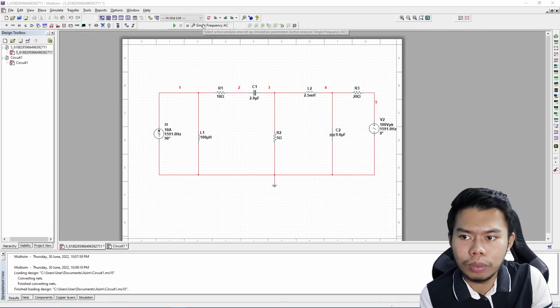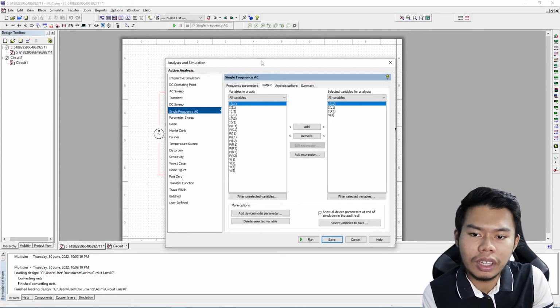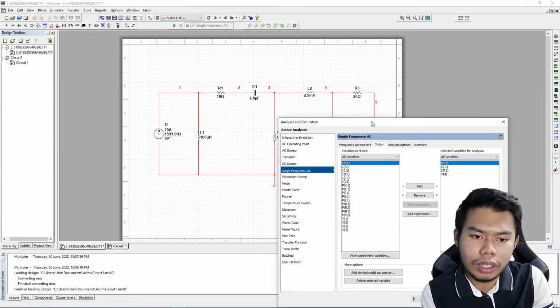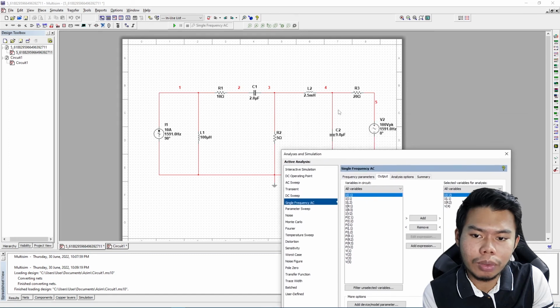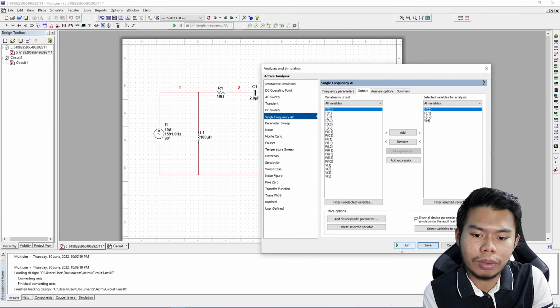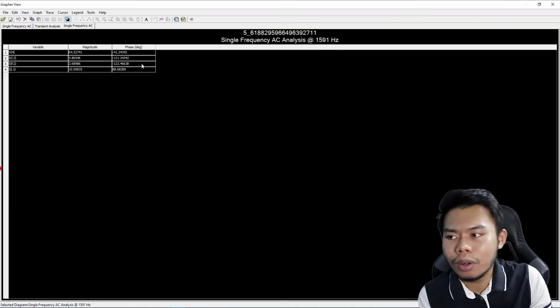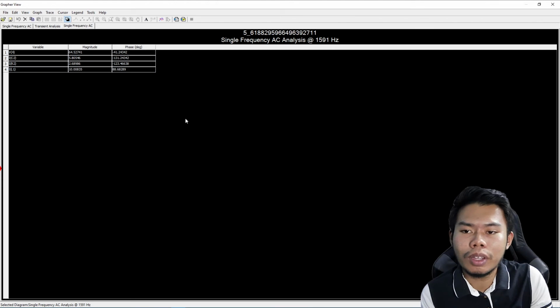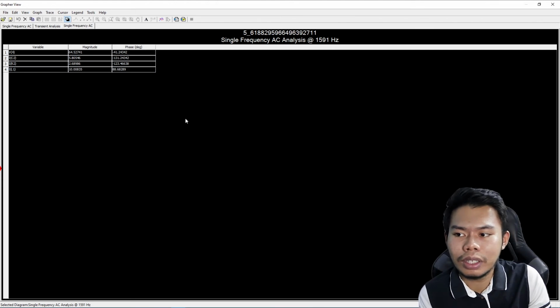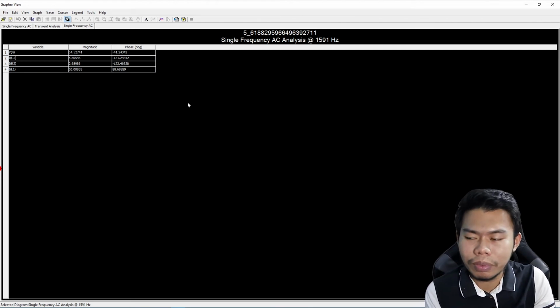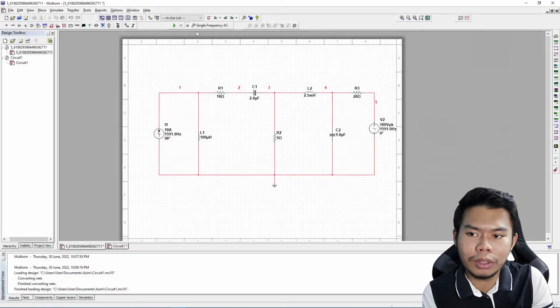So we use single frequency AC output. For the output, we add the current through capacitor, IC2, and next is the current through inductor, and the last one is the current through resistor, and this is the voltage. We run it. Okay, this is the value that we get from the simulation, and the value is the same as the calculation. So we get the true answer.